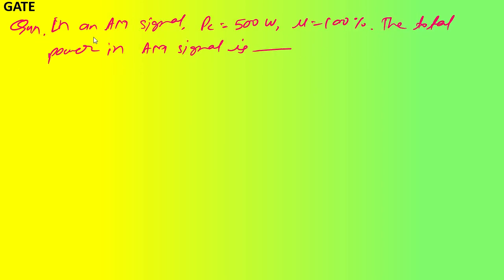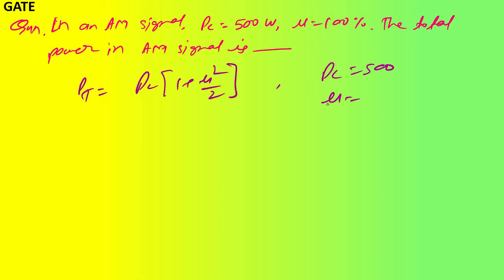Let's take another question. In an AM signal, PC, the carrier power, is given as 500 watt and modulation index mu is given as 100%. The total power in the AM signal is? This is going to be very easy. You already know the total power PT is equal to PC into (1 plus mu square by 2), and PC is given as 500 watt and mu is given as 100%, that is 1. So you can write down 500 into (1 plus 1 square by 2), that is going to be 3 by 2, so 750 watt.